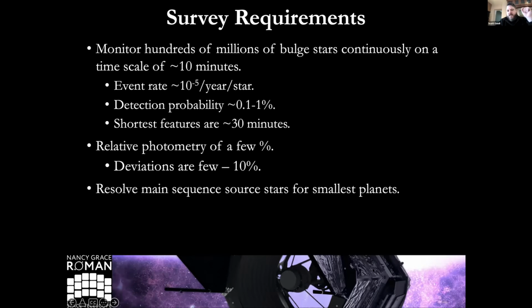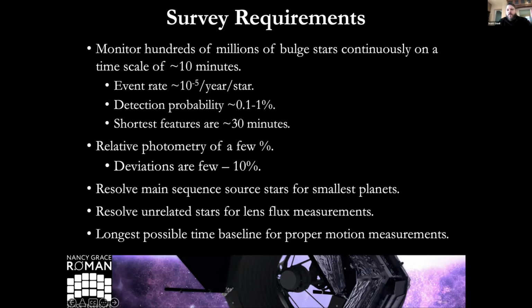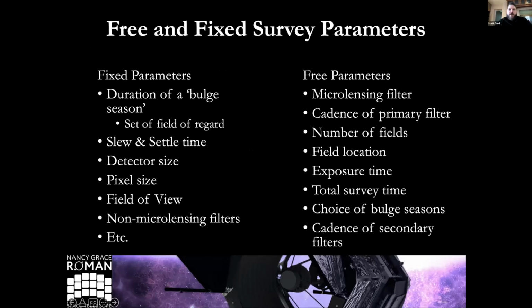We need good but not exquisite photometry of a few percent. We need to resolve main sequence stars. That means we essentially have to go to space. And we need to resolve unrelated stars to measure the lens flux so that we can measure the lens masses as well. Again, I refer back to Aparna's talk yesterday. We also want long time baselines to measure the proper motion, as previously been discussed.